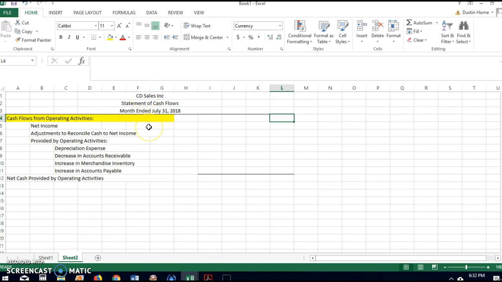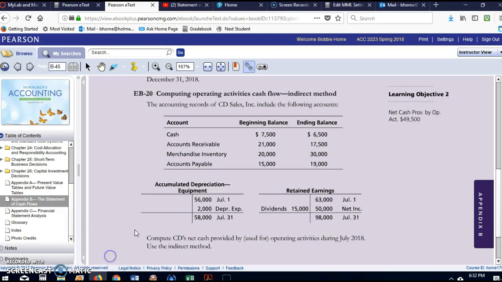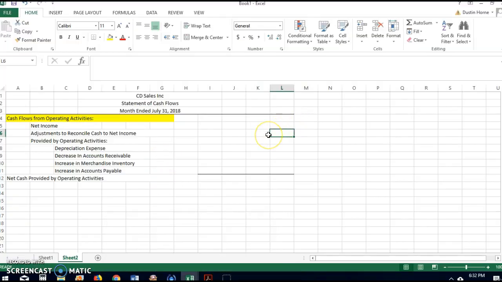So here's our statement of cash flows. We already looked at net income. So if we go back to net income, we can see that net income is $50,000. So we will go ahead and put in net income of $50,000. Now we have some changes that we have to do.